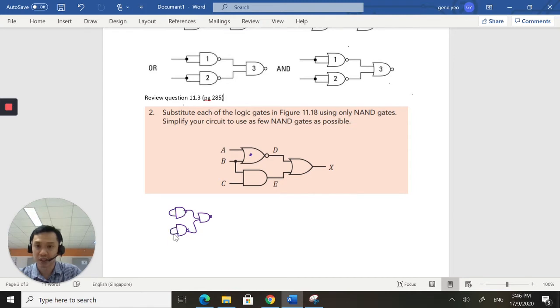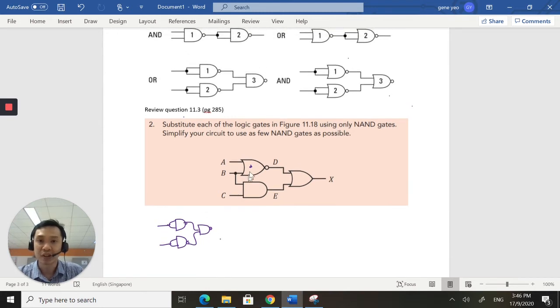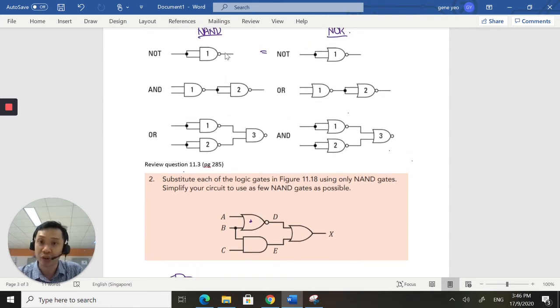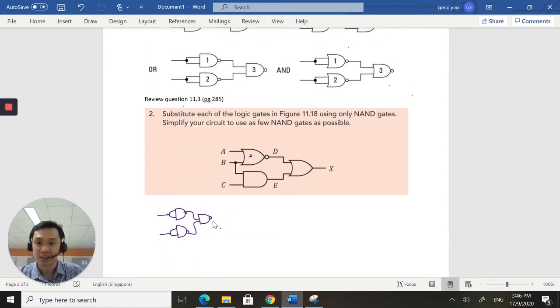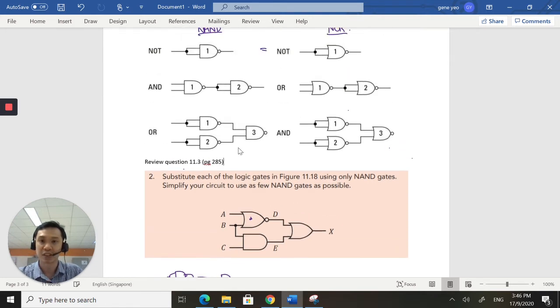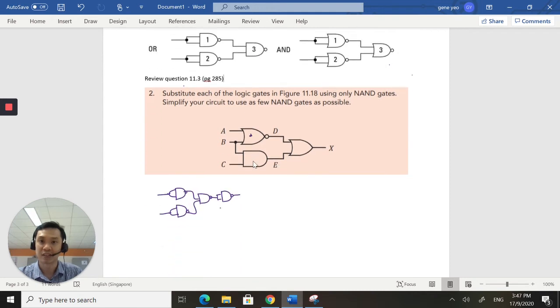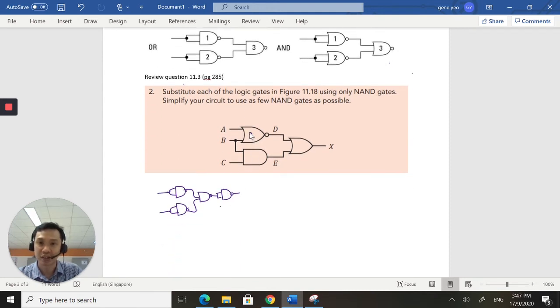Now, I'm having great difficulty drawing straight lines. If you are following at home, you have to use a ruler and a pencil with straight lines. Okay? So I've settled the OR. But don't forget, this is a NOR. So I have to draw a NOT in front here. So a NOT, if you remember, is just like this. Okay? So this is a NOT. See? This is the same as this. So I've settled this gate.